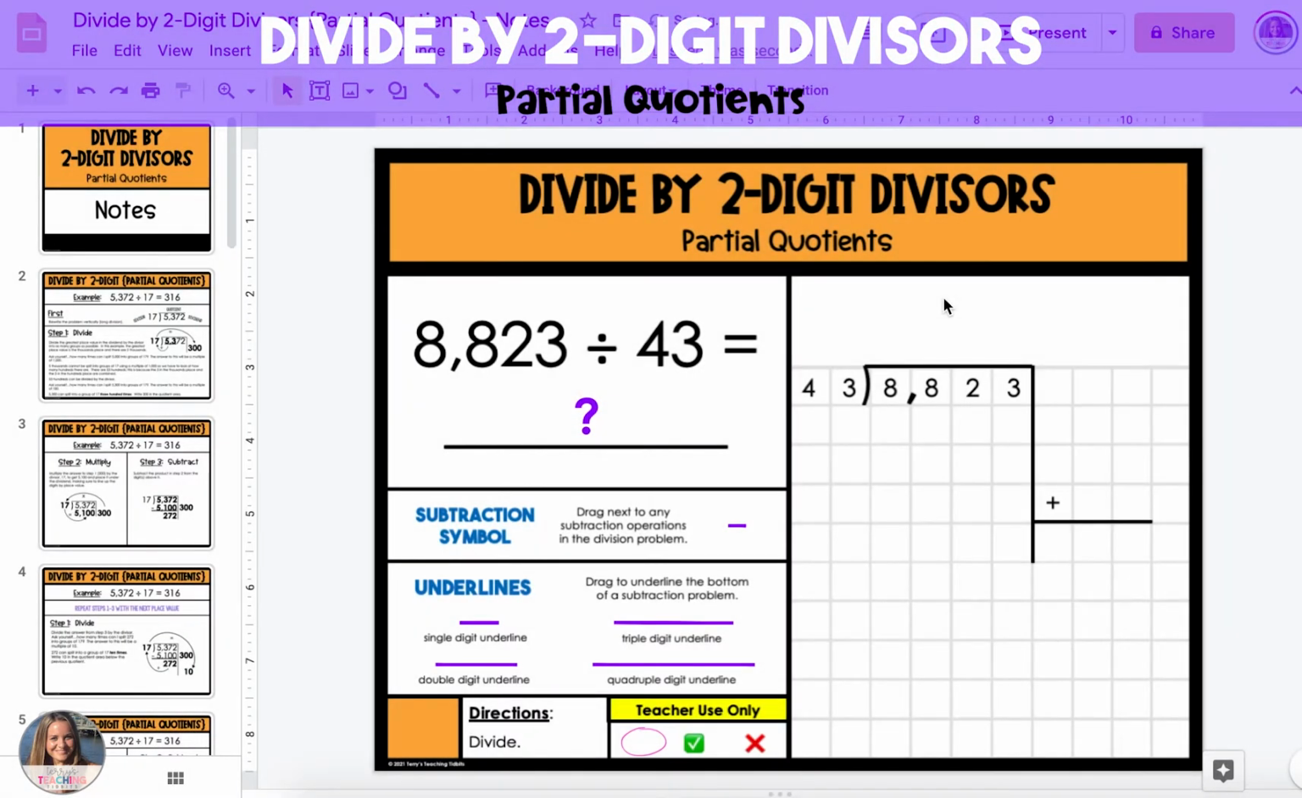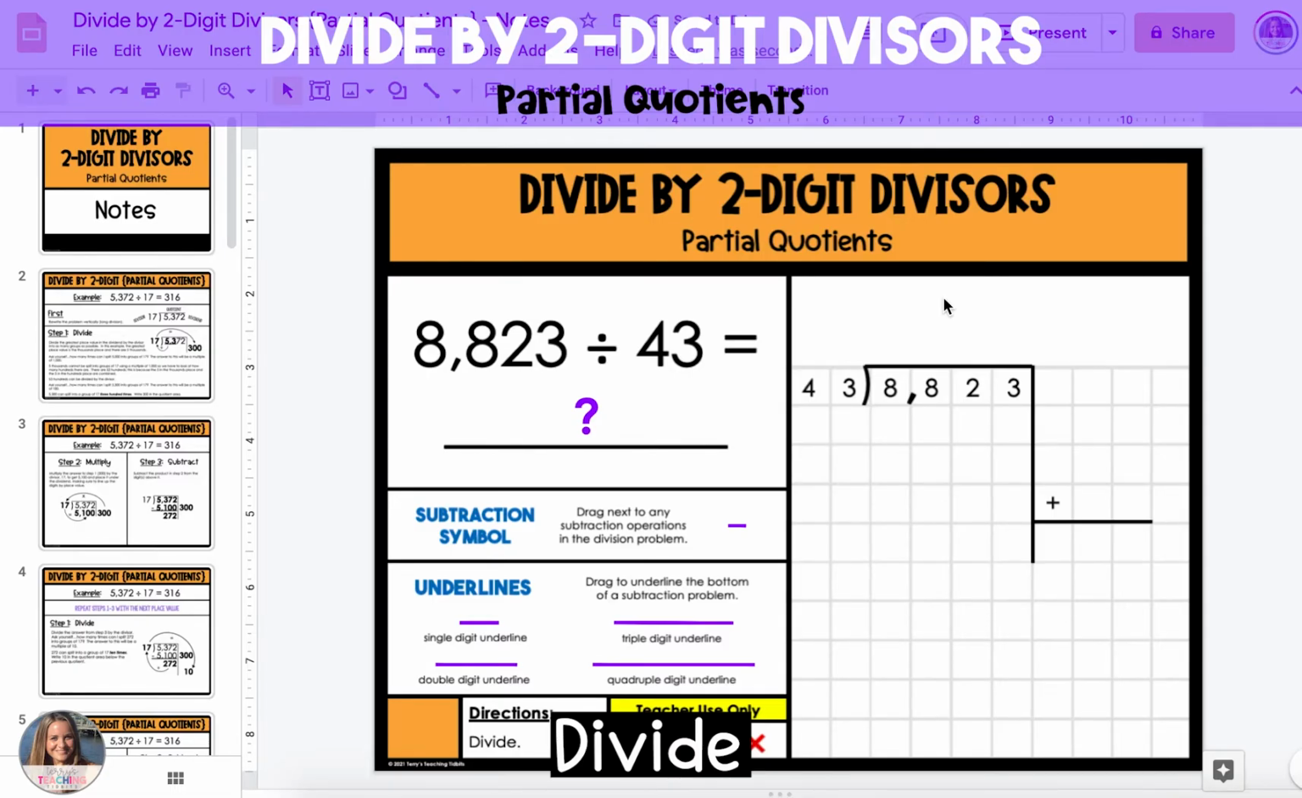In the second example, we're dividing 8,823 by 43. There are 8,000s to divide by 43, but we can't divide this in a multiple of 1,000, so we're going to look at our hundreds. Put the 8,000s with the 800s to get 8,800s to divide by 43. We're going to look for an answer that is a multiple of 100.